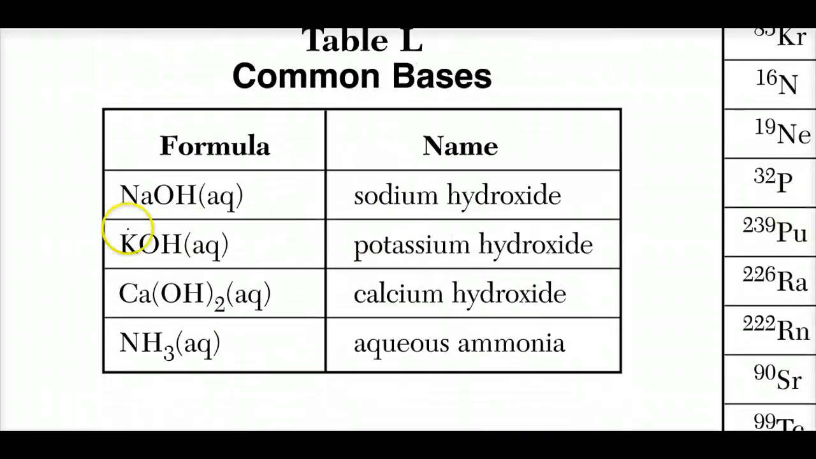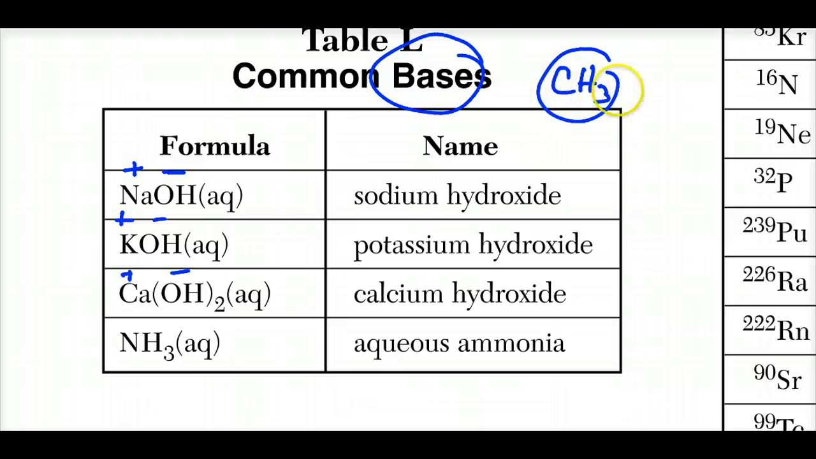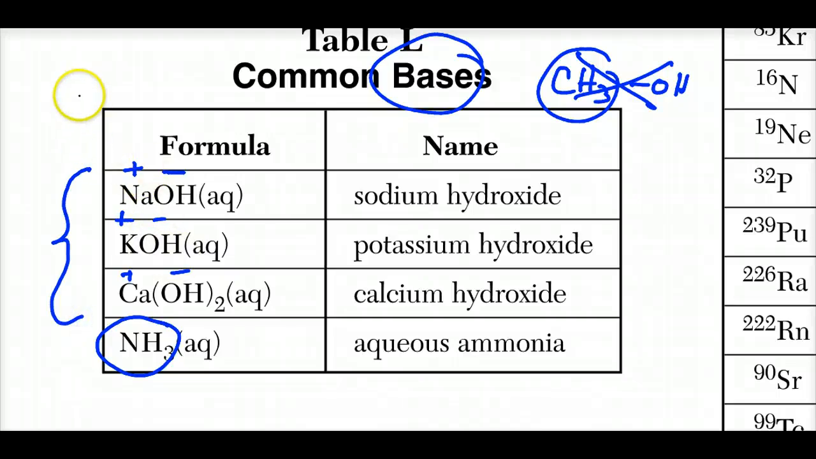Now table L is common bases. Bases you should know are usually salts. There is a negative polyatomic ion and a positive. Okay, and they all have this. What is not a base is alcohol. So if I have CH3, which is what, a rest on an organic molecule, and an OH, it's not a base. Okay, very important. Now NH3 is a base even though it doesn't have an OH attached to it. So these three are Arrhenius bases because they produce hydroxides as the only thing in solution.